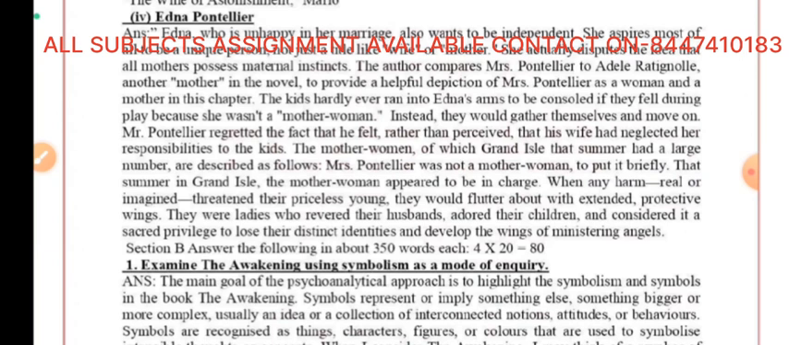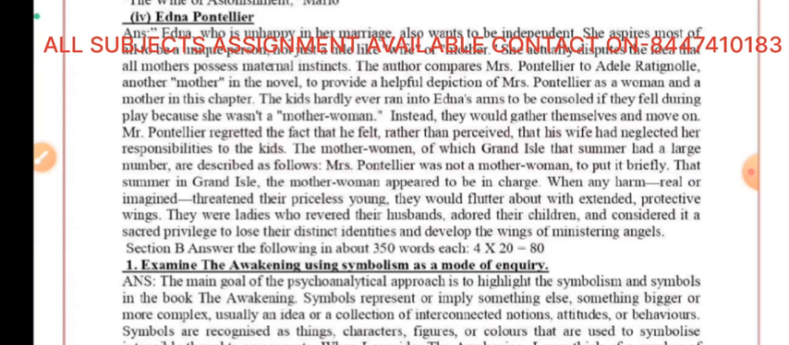The kids hardly even ran into Edna's arms to be consoled if they fell during play because she was not a mother woman. Instead, they would gather themselves and move on. Mr. Pontellier regretted the fact that he felt, rather than perceived, that his wife had neglected her responsibilities to the kids. The mother women, of which Grand Isle that summer had a large number, are described as follows. Mrs. Pontellier was not a mother woman.